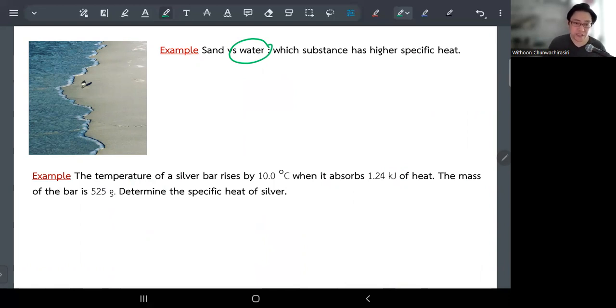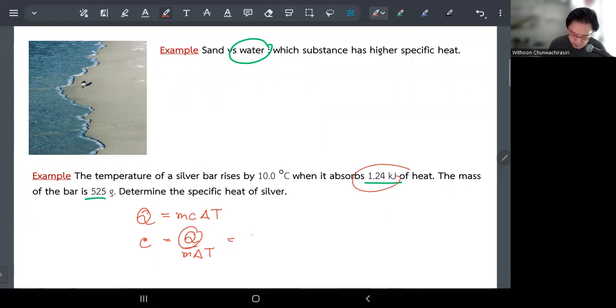The temperature of a silver bar rises by 10 degrees Celsius when it absorbs 1.24 kilojoule of heat. The mass of the bar is given. Determine the specific heat of silver. See, this is a plug and play problem. Q equal to mc delta T. You want to figure out the C, which is going to be Q over m delta T. The Q is what? There you go.